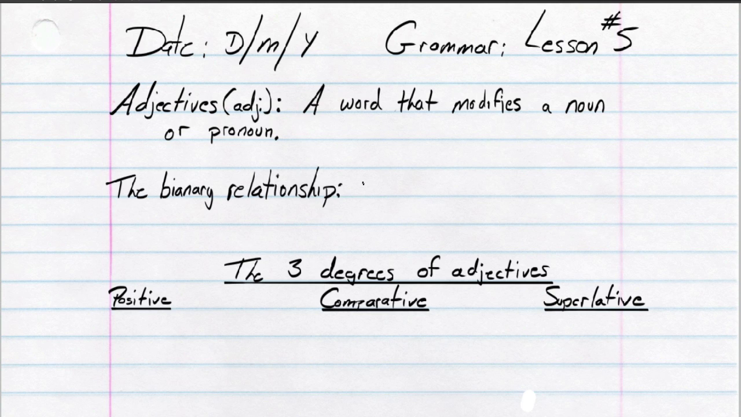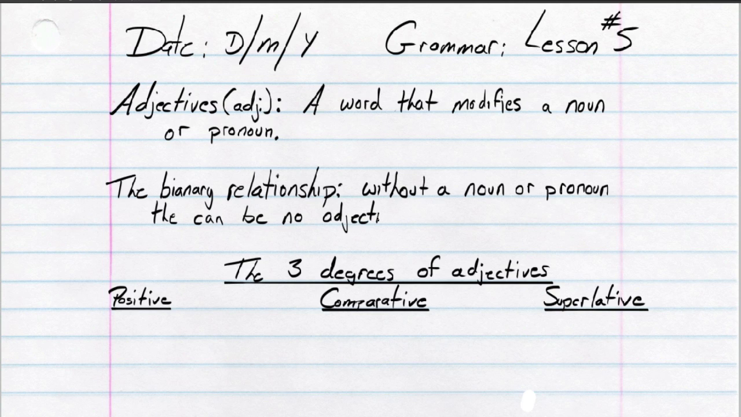Without a noun or pronoun, there can be no adjective. Without a noun or pronoun, without a noun or pronoun, there can be no adjective. There can be no adjective. Without a noun or pronoun, oh, I put down the can be. There can be no adjective. That should leave us an extra line there.